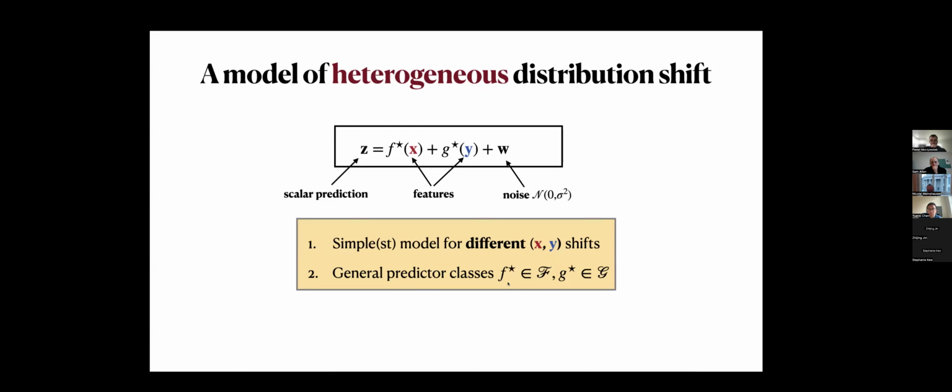But it's also rather general because I'm going to allow the dependence on the variable X and on the variable Y to be made through general classes of predictors. So we'll assume that F star lies in a class of hypotheses big F and G star in hypotheses big G. These classes can be totally general. For now, we're just going to relabel: X will be the simpler feature, without loss of generality, and Y will be the more complex one. I'll define those as we go along. And again, heterogeneous distribution shift is just the setting where the distribution of X will change more than that of Y.